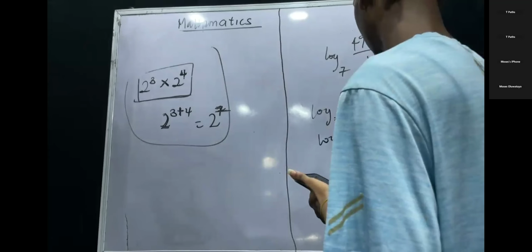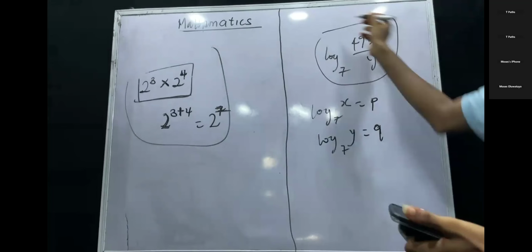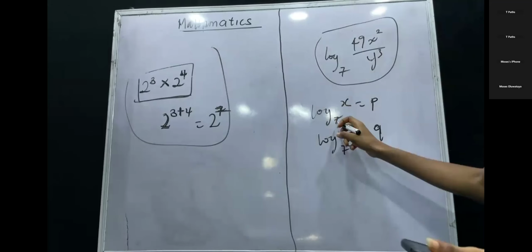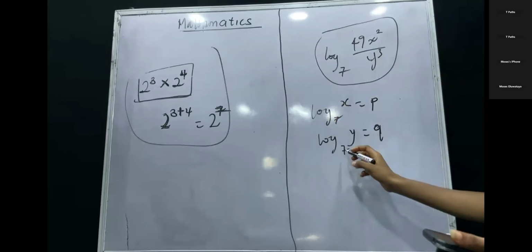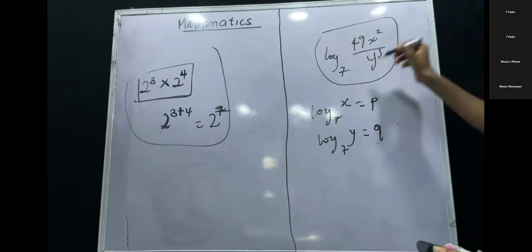All right, so we have this question from the past questions. It says: if log x to base 7 is equal to p and log y to base 7 is equal to q, evaluate log 49x squared over y cubed to base 7 in terms of p and q. So I'm going to explain what we mean by this question.